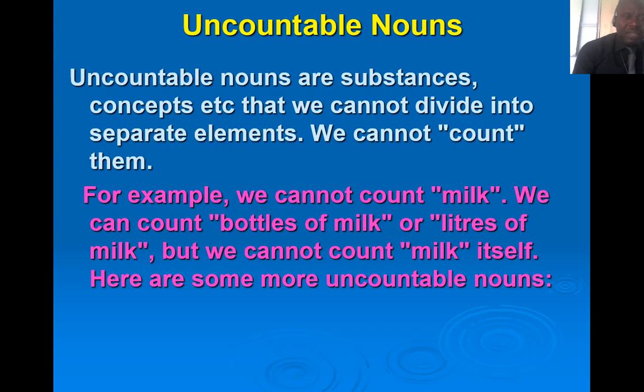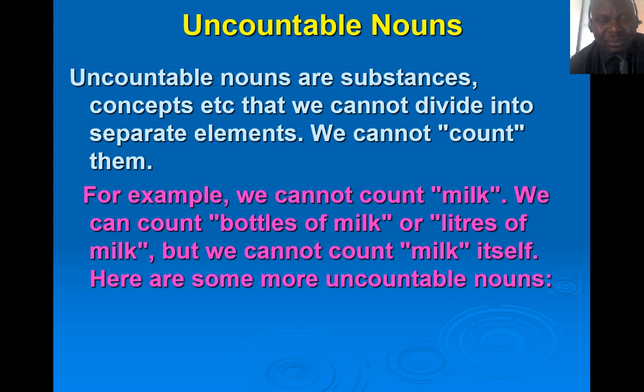Now, uncountable nouns are substances, concepts, and so on and so forth that we cannot divide into separate elements. We cannot count them because we can't divide them into separate elements. So, substances, concepts that are together, you can't separate them. Such are what you call uncountable nouns.